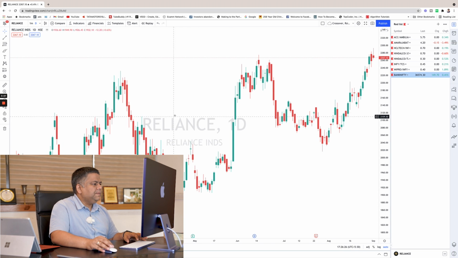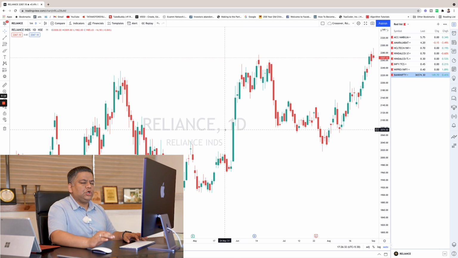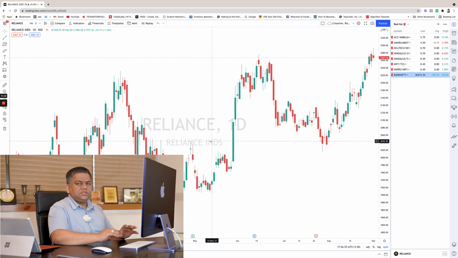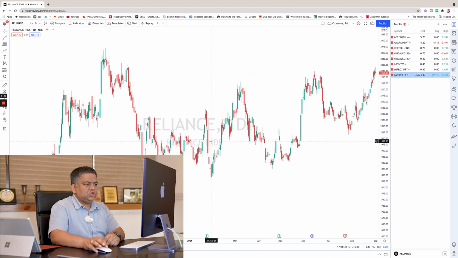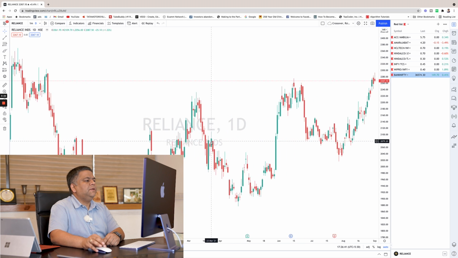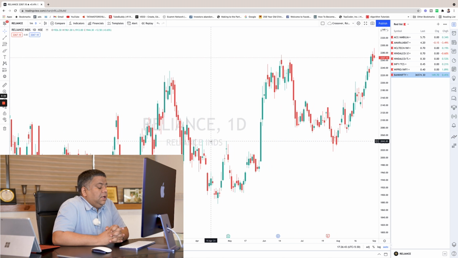You can see that in the background it is written Reliance, and a few more things are written. What is that? 1D. What is this 1D? We'll talk about that. Then Reliance Industries, so this is the Reliance Industries chart. I can scroll my mouse and it will show me bigger patterns. Well, prices, volume, these all things are there.